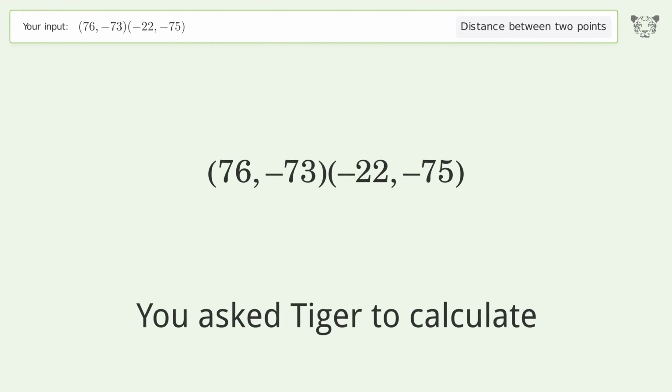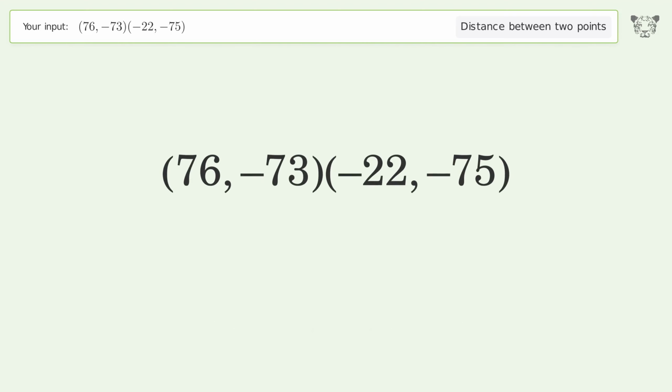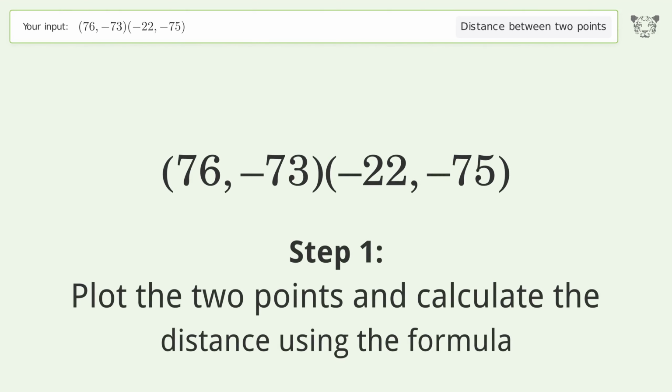You ask Tiger to calculate. This deals with the distance between 2 points. The distance between the 2 points is the square root of 9,608 or 98.02. Let's solve it step by step. Plot the 2 points and calculate the distance using the formula.